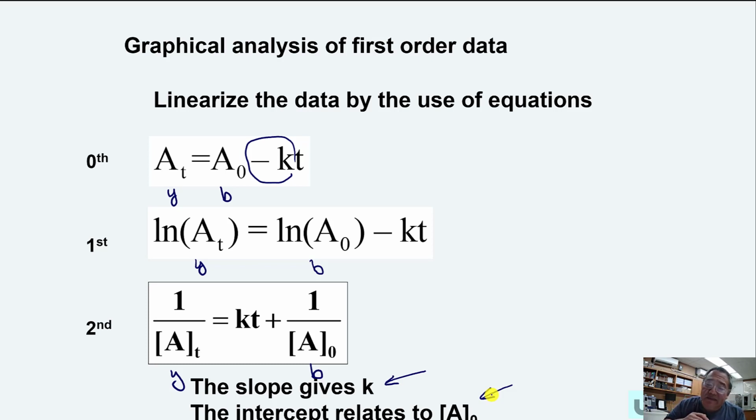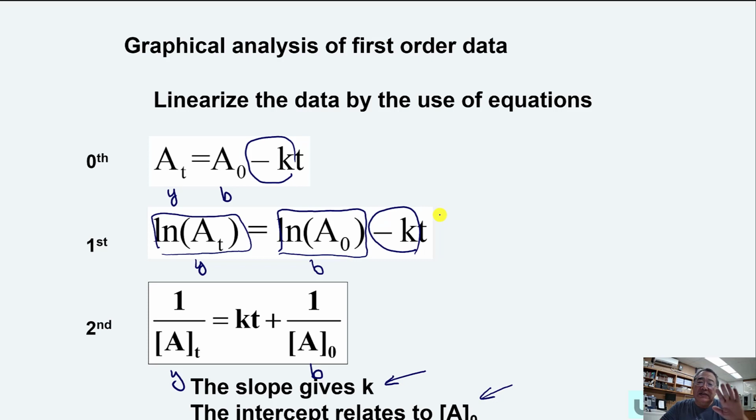So in the case of zero order data, the intercept is a0. But in terms of first order data, the y value that we're going to graph is this, so we have to calculate those values, the logs of the concentrations. The intercept will relate to the log of the initial concentration, and your slope will still be minus kt in this case. So again, that will give us the rate constant.